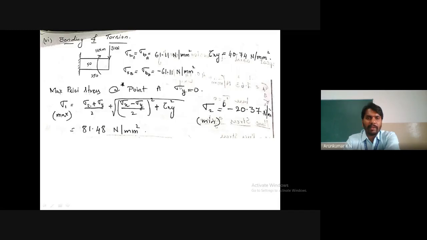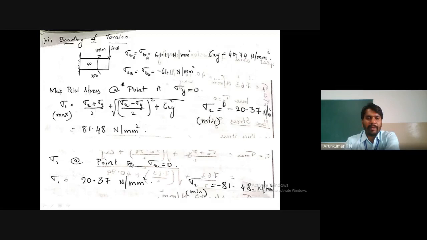Sigma y is 0, take that sigma x, sigma y is 0, tau of xy is 40.74. To calculate sigma 2, in between these two, take the negative, other parameter remains same. There is a minimum principal stress. So at point B, clear? So this is not the case, change it.